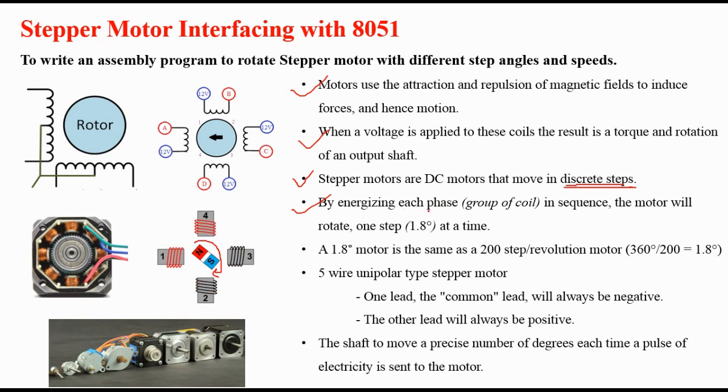By energizing each phase, here you can see we are energizing each phase, meaning each coil, the motor will rotate 1.8 degrees. Meaning when you energize two coils, the motor will get rotated by 1.8 degrees. After that, if you energize the next coils, the motor will rotate in this direction. So as per the coil excitation, the motor will keep on rotating with a 1.8 degree angle.